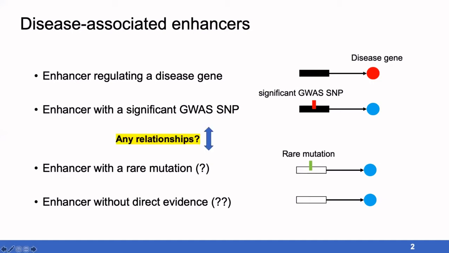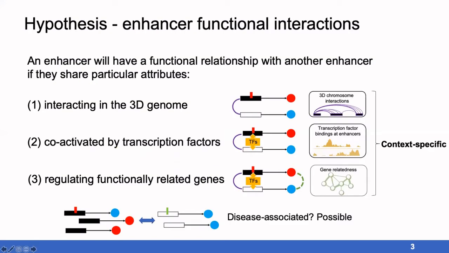So my work is trying to think about whether we can build any relationship between enhancers we already know are associated with the disease and those enhancers lacking enough observations. So we proposed this hypothesis called enhancer functional interactions. We thought if an enhancer has a functional relationship with another one, it should share the following 3 features. There are some other relevant features, but these are the 3 things we picked out. They are really contributing to the story.